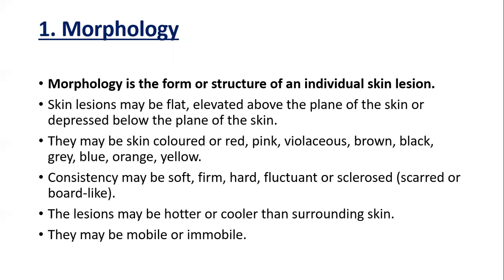So they can be of different shapes. They can be of different colors. They can be of different consistency. For example, they can be soft, firm, hard, fluctuant, or sclerosed, scarred, or board-like. Lesions can have altered temperature. They can be hotter or cooler. And lesions can be mobile or immobile. So all these terms are used to describe a particular skin lesion. That is its shape, its color, its consistency, its temperature, and whether it's mobile or immobile.